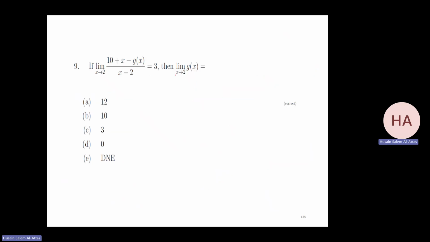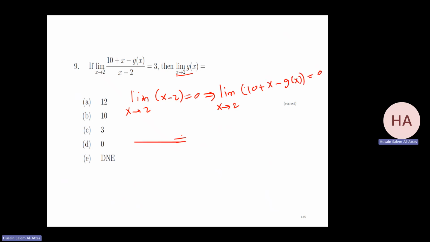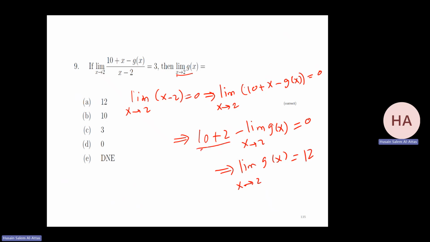Same idea. He wants this limit, given this limit exists and equals 3. The limit as x goes to 2 in the denominator equals 0, so the limit of the numerator should equal 0. I can distribute the limit given that the limit of g of x exists. So I have 10 plus 2 minus the limit as x goes to 2 of g of x, which I'm looking for, equal to 0. So the limit of g of x as x goes to 2 will be 12. Just take this to the other side and divide by minus 1.